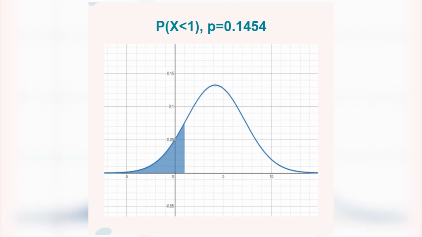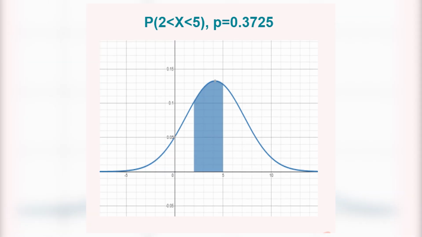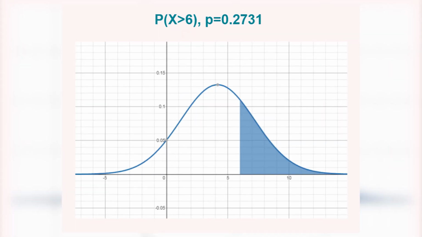For the first graph, the probability of students that study for less than an hour is 0.1454. For the second graph, the probability of students that study between 2 to 5 hours is 0.3725. And lastly, the third graph: the probability of students that study for more than 6 hours is 0.2731.